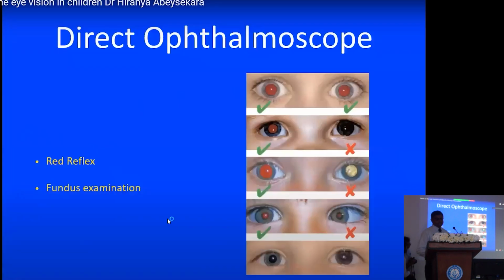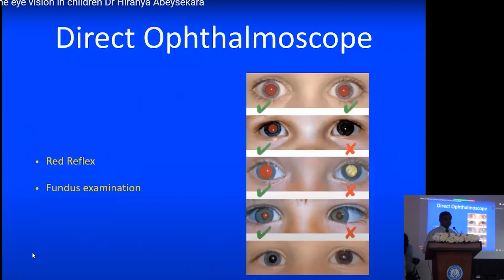The next instrument is the direct ophthalmoscope. We call it the direct ophthalmoscope because we have an indirect ophthalmoscope as well. But you have only one ophthalmoscope, that is this, the handheld one, the direct ophthalmoscope, right? You don't need to get confused with the different types of ophthalmoscopes, but I'll just describe the direct ophthalmoscope, just the normal handheld ophthalmoscope in your wards. So there are two things you can observe with the ophthalmoscope. One is the red reflex, one is fundoscopy.